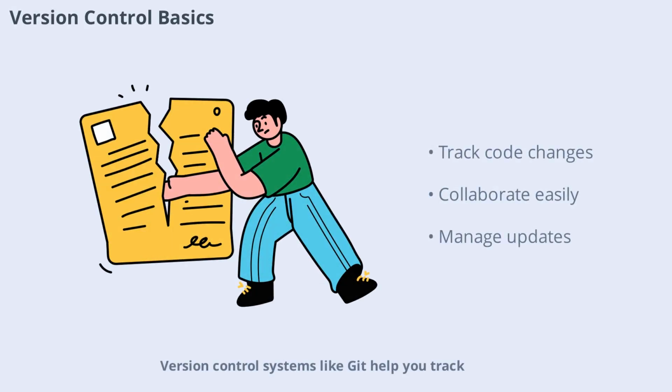Version control systems like Git help you track changes to your code and collaborate with others. Even for solo projects, version control is invaluable for managing updates and rolling back mistakes. It's a must-have skill for modern web developers.